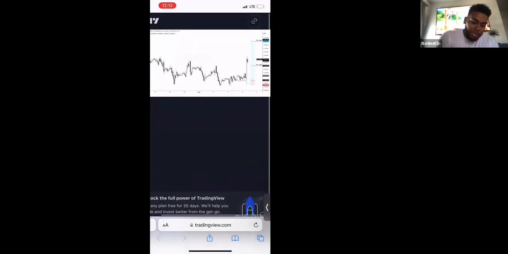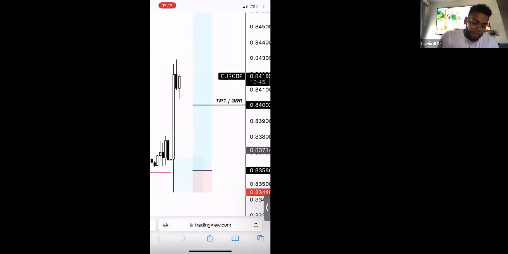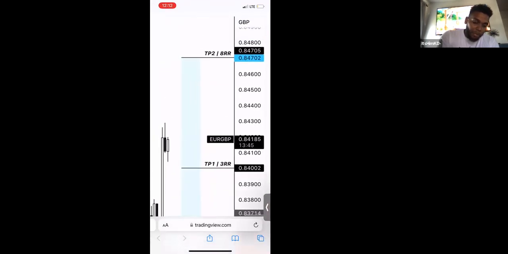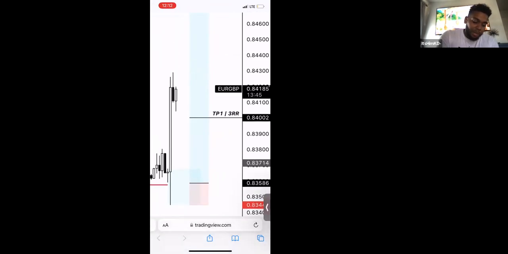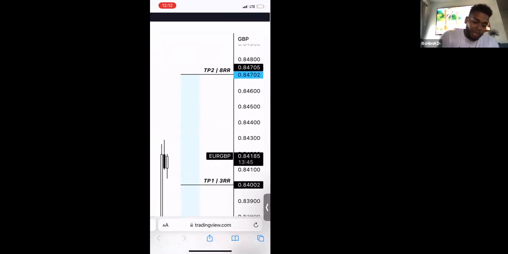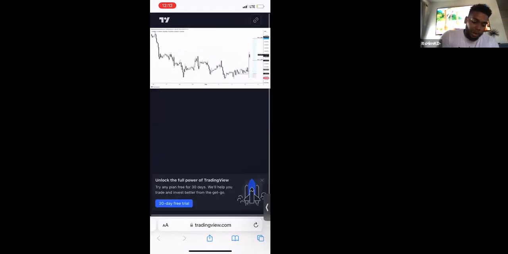So he has 2 entries. So if you want to know about take profit 1, take profit 2, that means he entered twice down here. So he put 2 trades at the same time. One is going to stop here, and the other one is going to stop up there. Okay, just so you guys know.